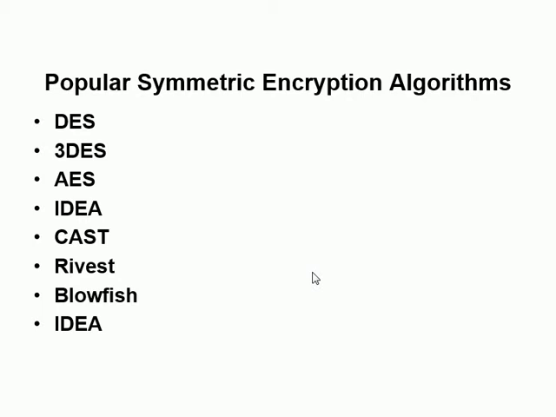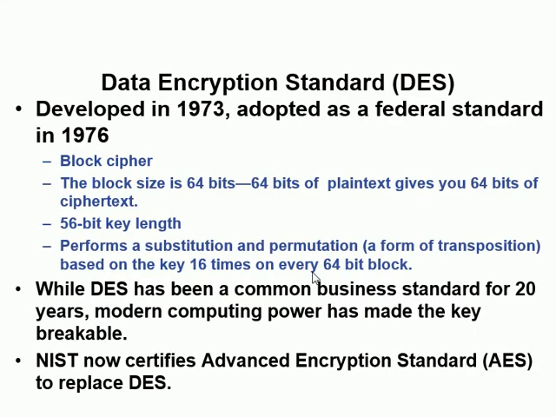I'll just very briefly go over most of these. So DES, which stands for Data Encryption Standard, was developed in the 70s, and it was adopted as a federal standard in 1976, so it is a rather old standard. It has been a common business standard for 20 years, but modern computing power has caught up, and the problem here is that it's a very small key with DES.